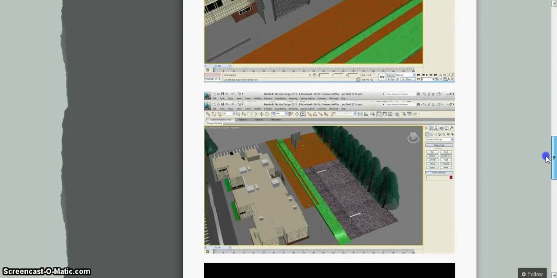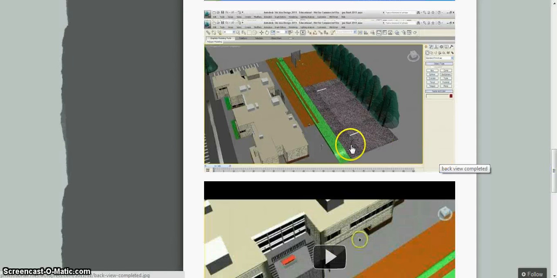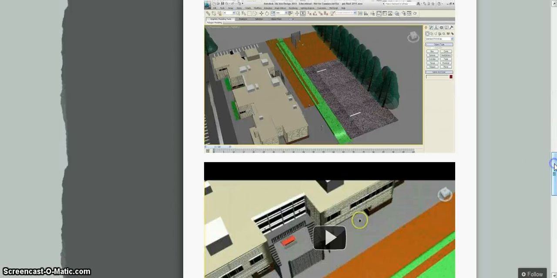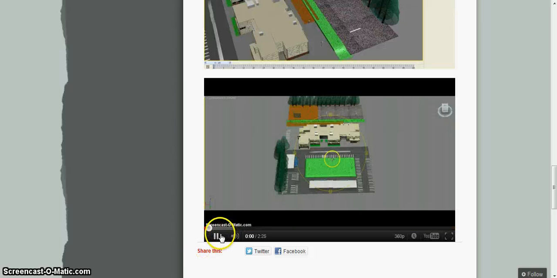I had some challenges in this, which were creating the grass and trying to render the scene. Rendering means getting a picture of it. The file was so big that we couldn't render it. And I also have a video of the 360 of it.